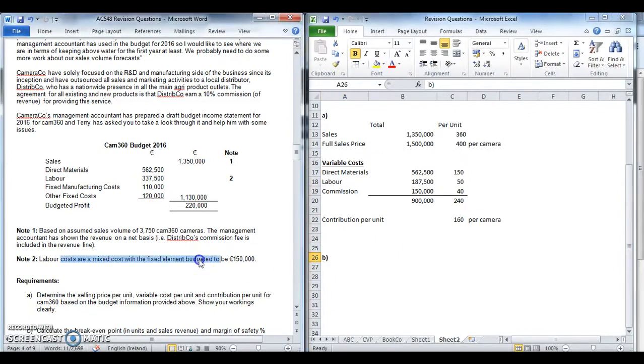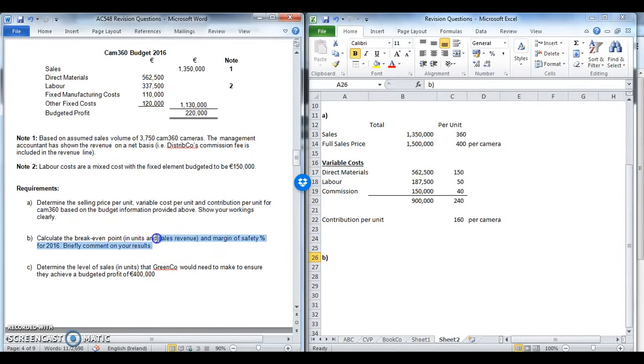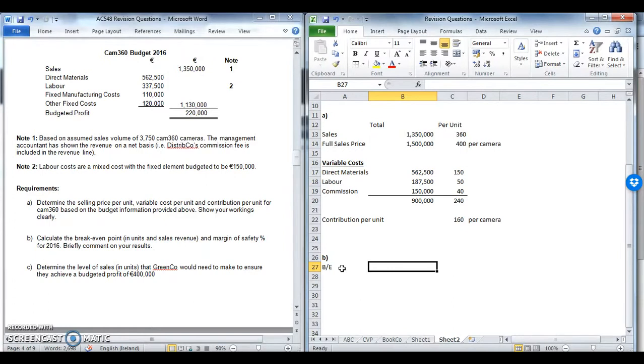Part B, then you're asked, calculate the break-even point in units and sales revenue and the margin of safety for 2016, and briefly comment on your results. To get the break-even point, we know it is equal to our fixed costs over your contribution per unit. So for every camera you sell, you're going to generate a contribution of 160. However, the first port of call is to cover all the fixed costs that you have. So in fixed costs, we'll figure out what they are. Well, some labour element is going to be there, because we know there's a labour portion. You're going to have fixed manufacturing costs, and you're also going to have other fixed costs.